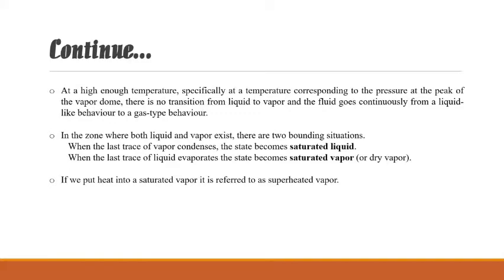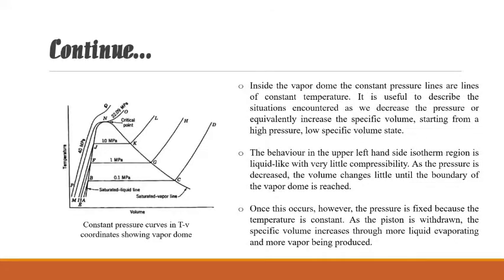Okay, so there are two bounding situations where when the last trace of vapor condenses, the state becomes saturated liquid, which is on my left hand side on the previous graph. And when the last trace of liquid evaporates, the state becomes saturated vapor, or we can also know it as dry vapor, which was on the right hand side in the graph. So if we put more heat in the saturated vapor, as we all know, it becomes a superheated vapor. So I'll pass the slide to the next presenter.